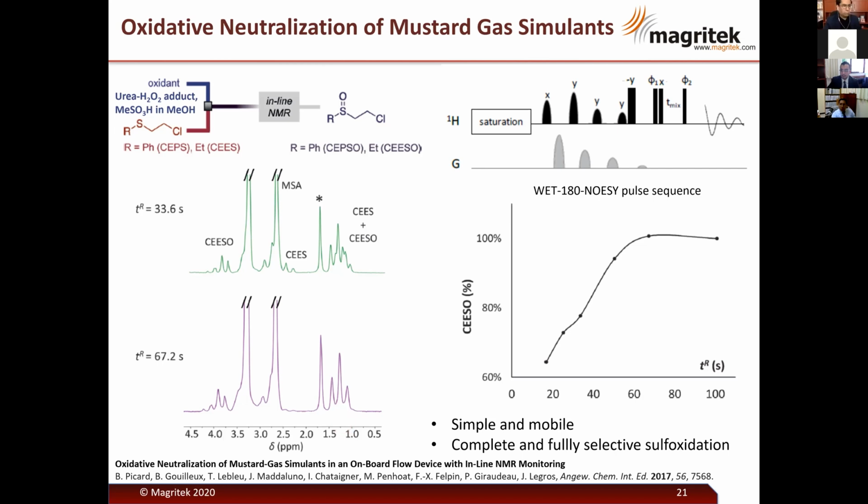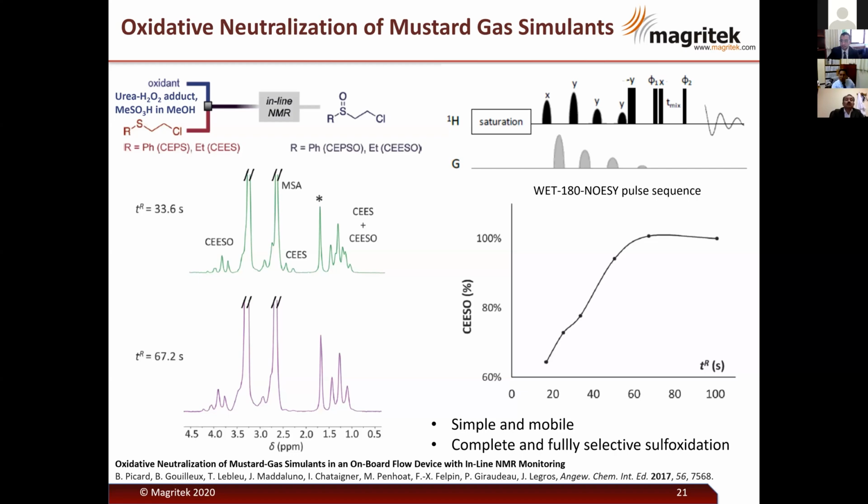So the conversion rate as a function of time can be plotted over here, and as we can see, at around 70 seconds, the CEES has been completely oxidized to the CEESO, which is pretty phenomenal, since the full conversion can be reached in just a little bit more than a minute, stressing the efficiency of the neutralization method.